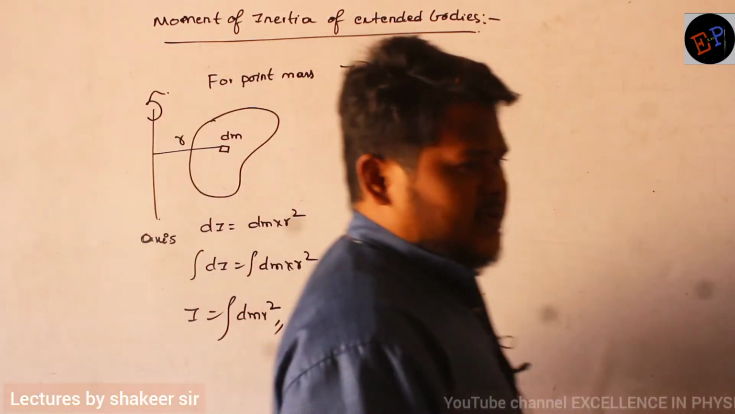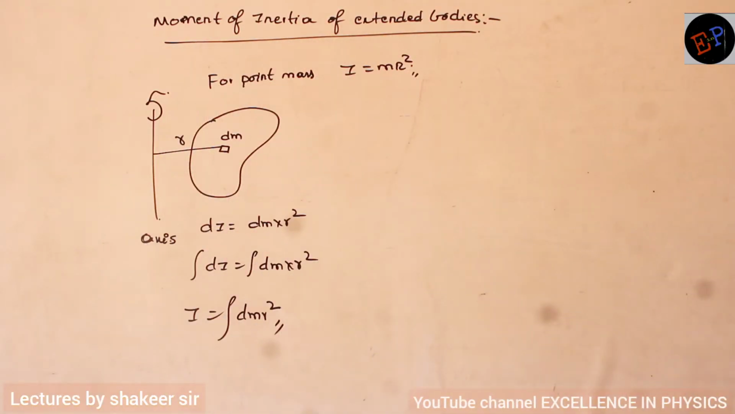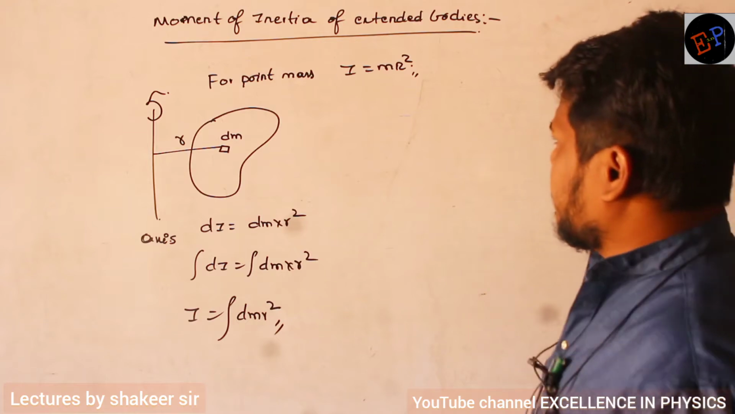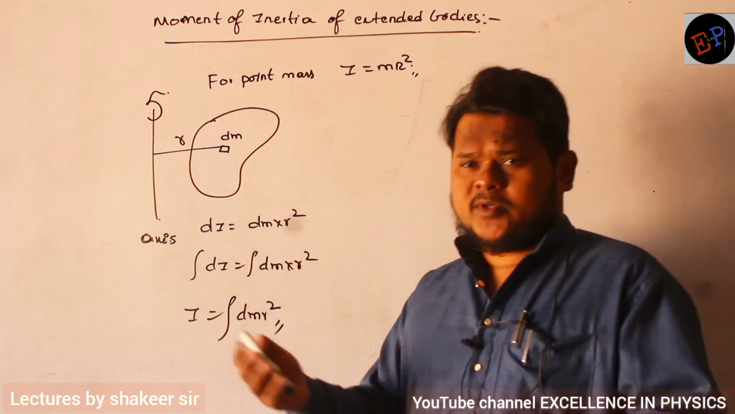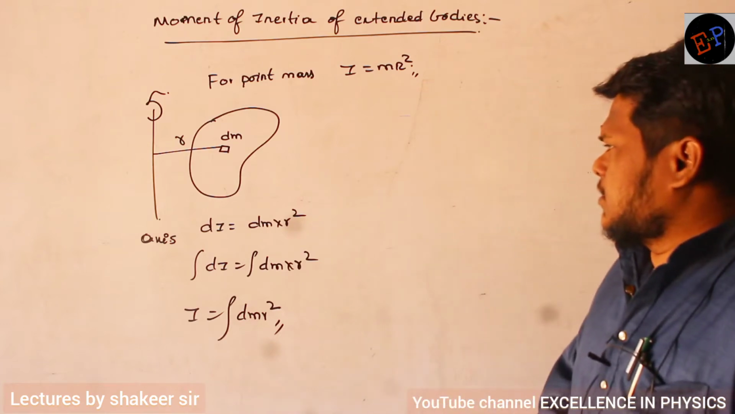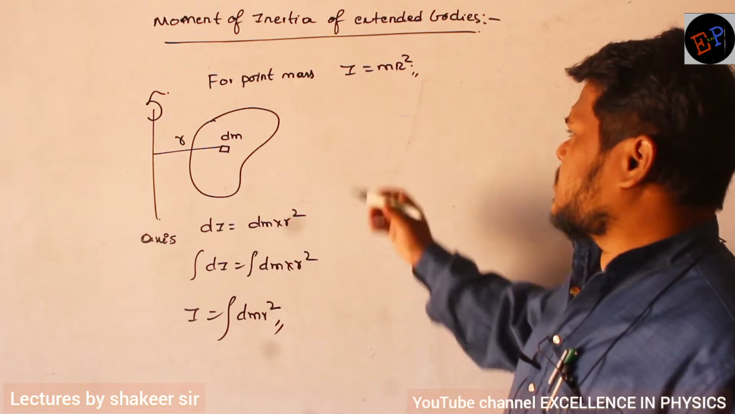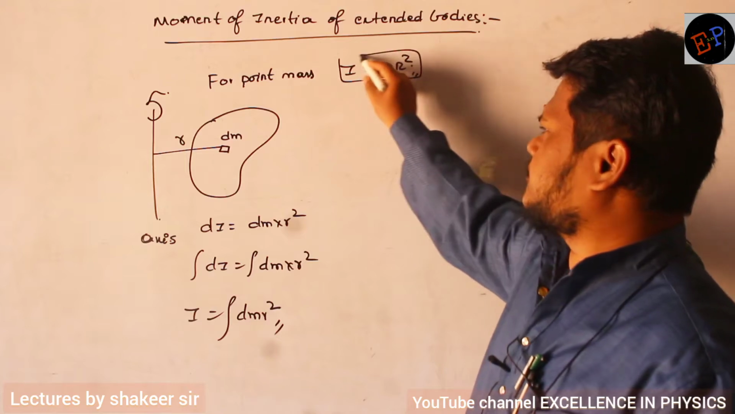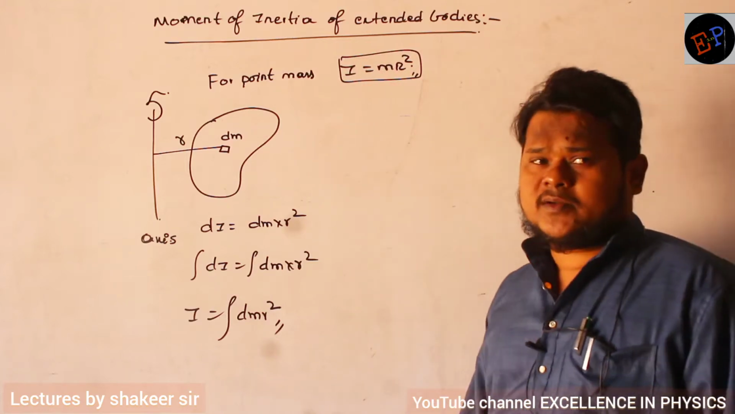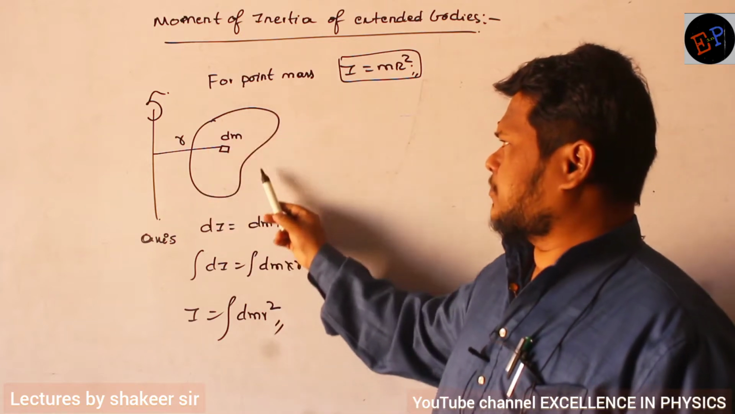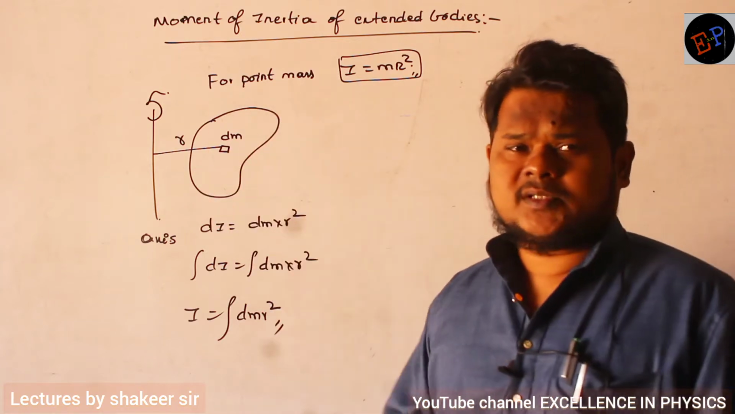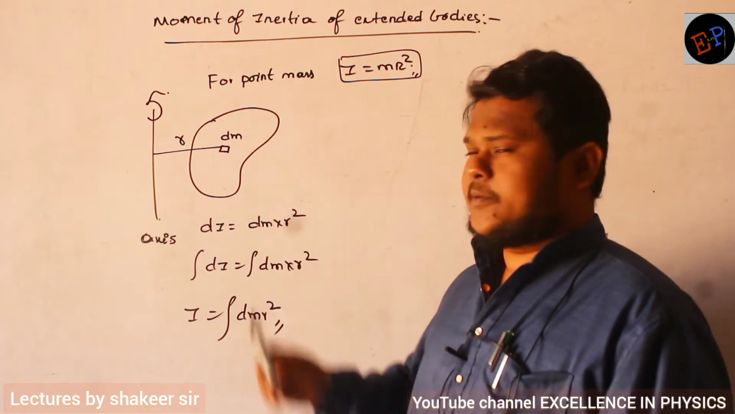So we have studied about point masses. Now we are studying about moment of inertia of extended bodies, that is rigid bodies. So for a point mass, what is the moment of inertia? I is equal to mr square, no? Clear? Similarly, this is a rigid body, some irregular shaped rigid body.